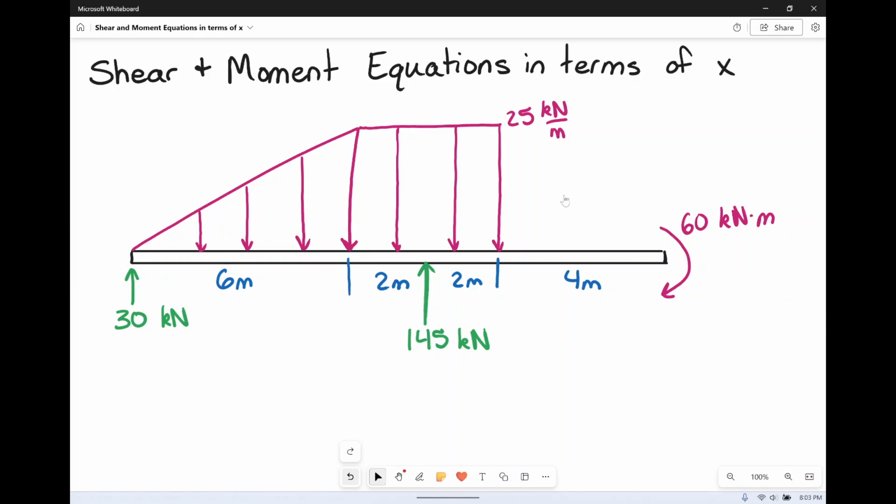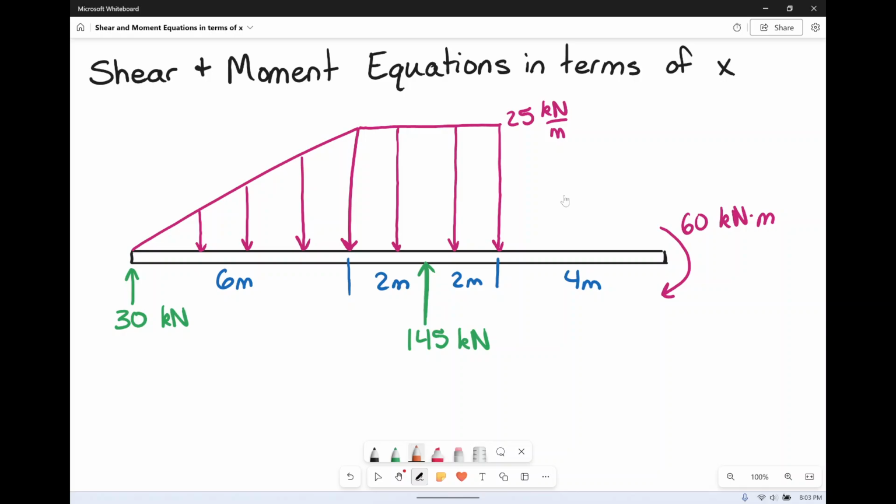Step number one, though, is always to find your reaction forces. So I went ahead and did that for you guys. I believe you can figure out how to do statics at this point. So let's go with you could find these reaction forces. So next up is to determine which direction is x.